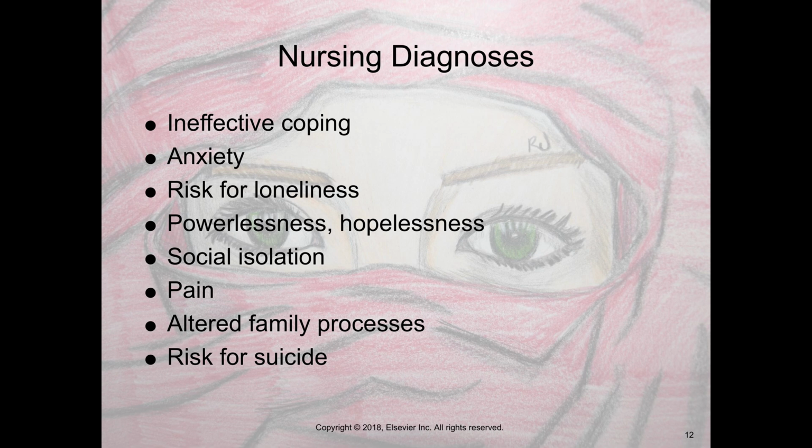Altered family processes, these types of symptoms can cause significant stressors within the family, and of course risk for suicide associated with that sense of hopelessness, helplessness, and how it leads to just severe depression.